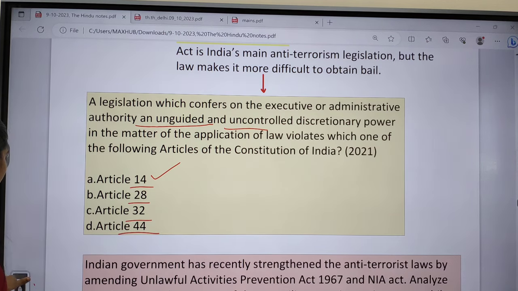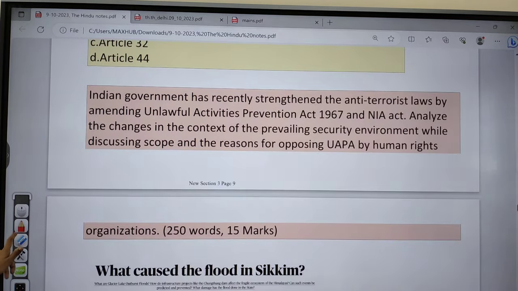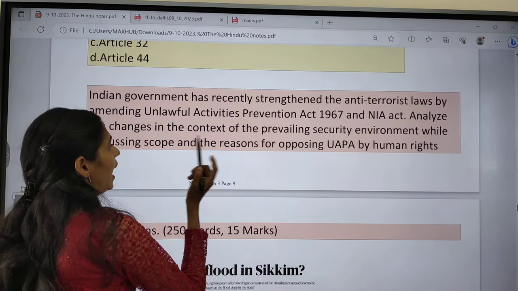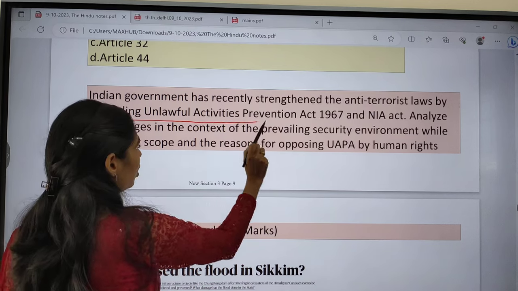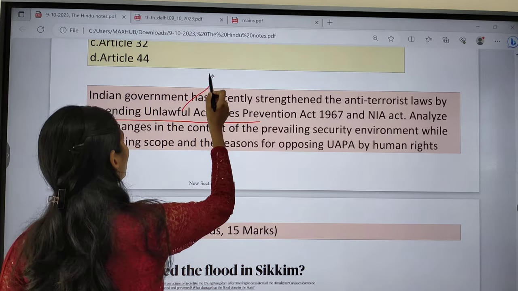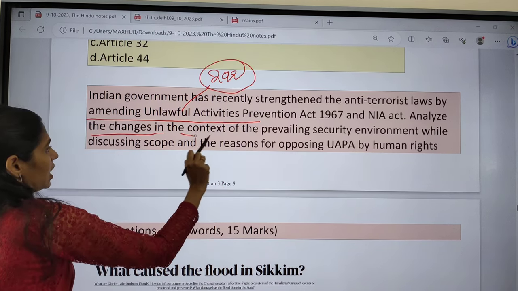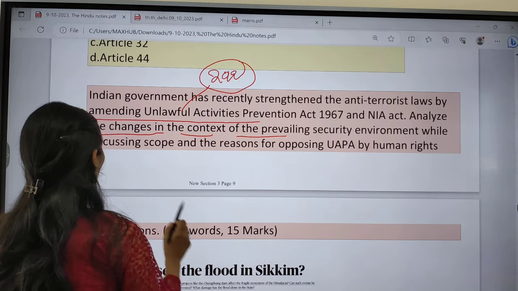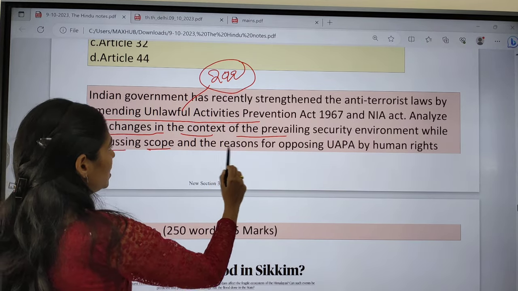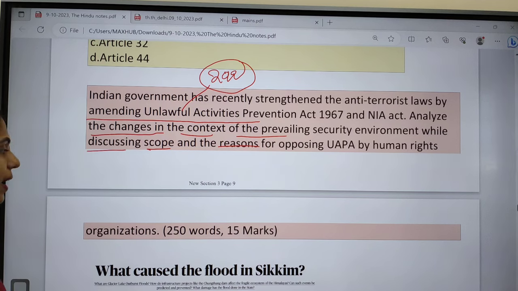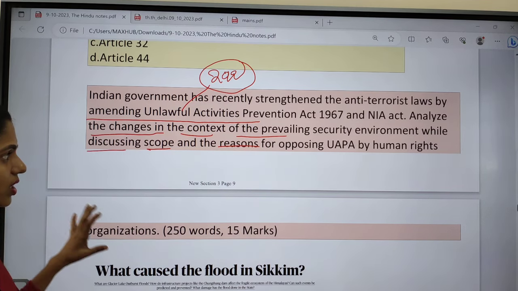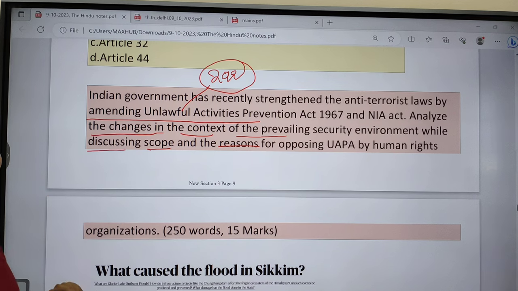And now I want to give you one main practice question so that you can practice answer writing also. The question is: the Indian government has recently strengthened anti-terrorist law by amending the Unlawful Activities Prevention Act. That is, you can write about the 2019 amendment. Analyze the changes in the context of the prevailing security environment while discussing the scope and the reasons for opposing UAPA by human rights organizations. Okay, so try to write an answer for this question. Clear? And now let us see the next topic.